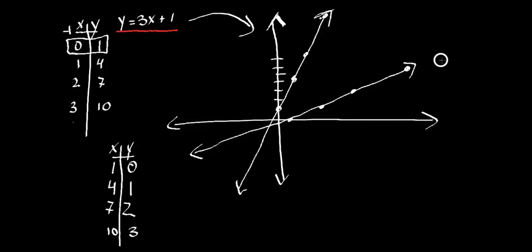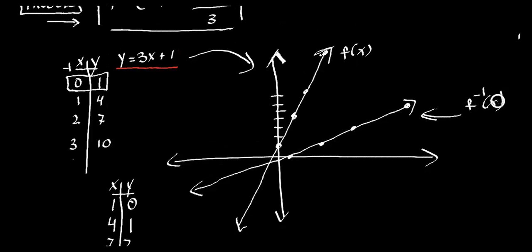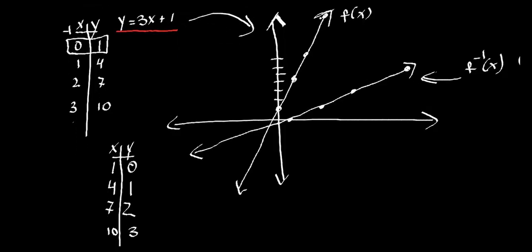So your inverse, this is f of x, and this is f inverse of x. Okay? But there is one thing that helps you understand this connection and how graphically it looks as an inverse of the original graph.